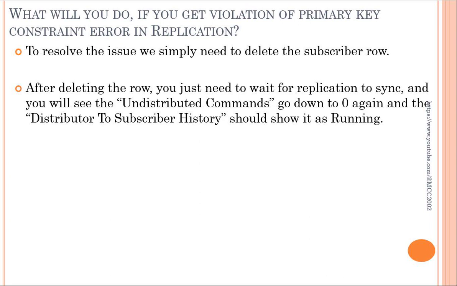What will you do if you get a violation of primary key constraint error in replication? This is on transactional replication. Very frequently you face this error. What are the steps you have to perform?